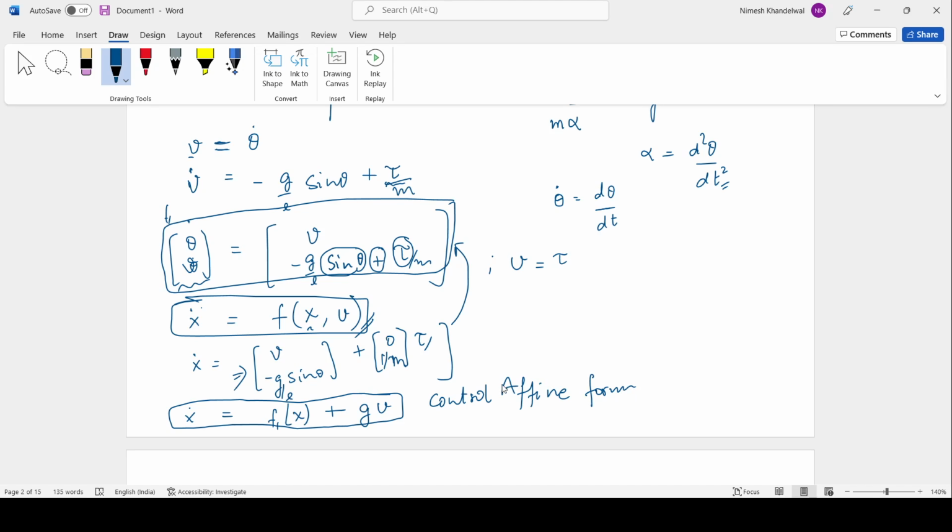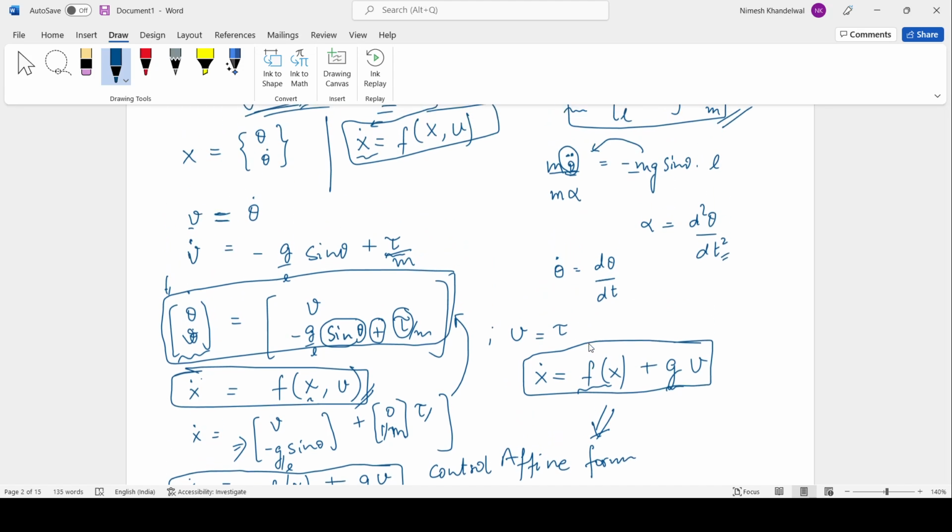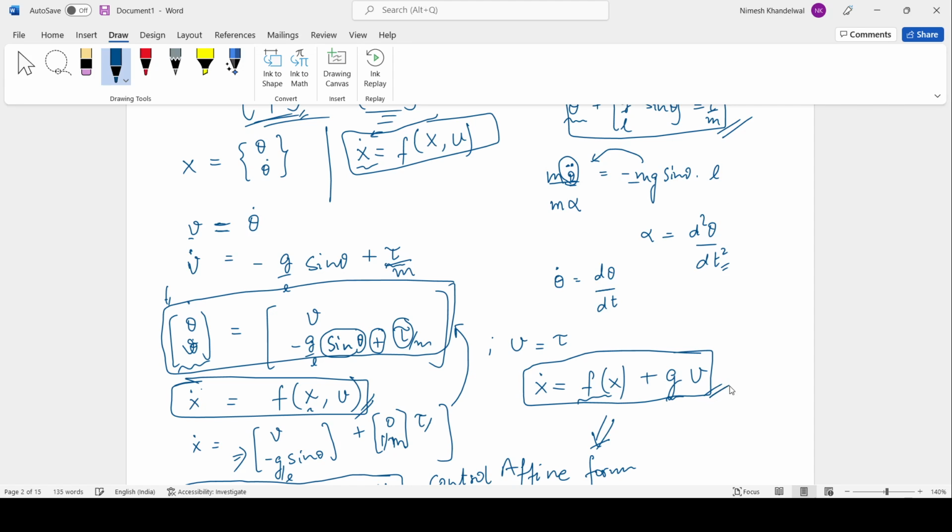Now if you try to write the equation of motion for a drone also, it will come in the exact same form. The form will be the same, f plus G u. This f might be different and this G might be different, but when you write it condensed like this, it will be in the same control affine form. So this is what we mean when we say that a system is nonlinear.